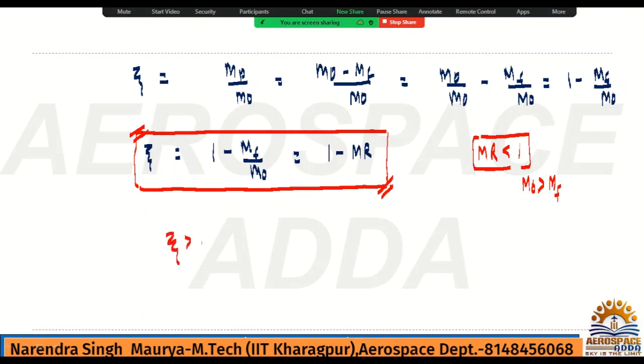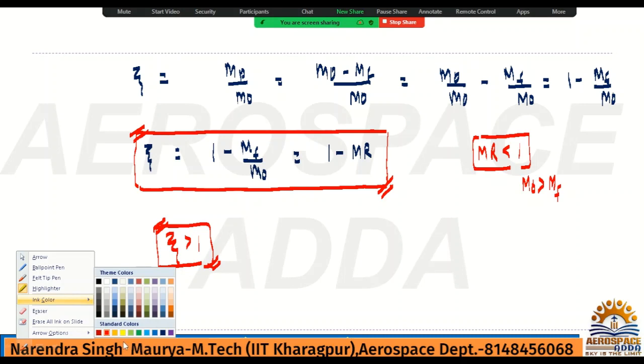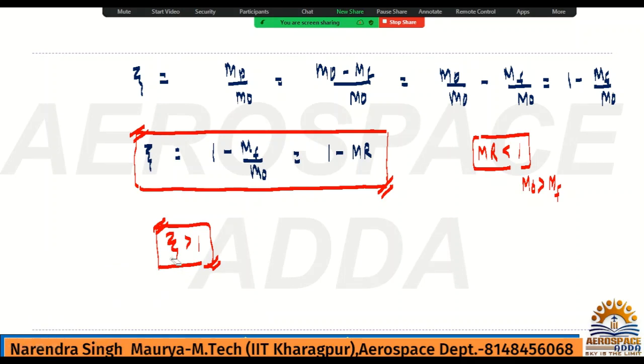Plot is not required, but you can draw it if you want. So this is the propellant mass fraction, and it is always greater than 0, in the sense that it is a positive value. Based on variation of mr, you can draw a zeta plot also. You are not going to draw the plot, so it is not required.